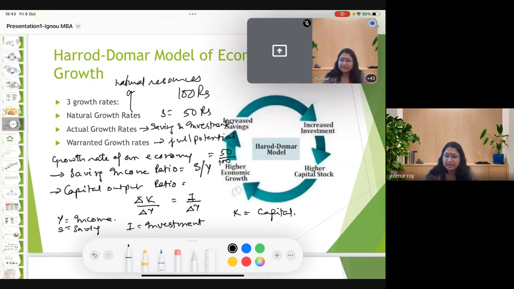So if your saving increases, your investment will increase. If your investment increases, your capital stock will increase, and that will lead to higher economic growth. Again, higher economic growth will lead to more saving, more investment, more capital stock. So it is a circular flow, an upward spiral, which will lead to growth in an economy, and more things will progress. Is everybody clear till this point?